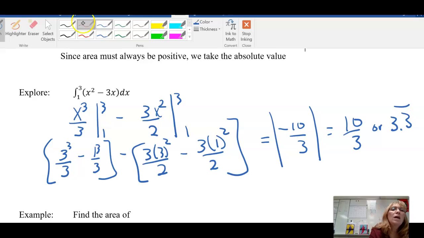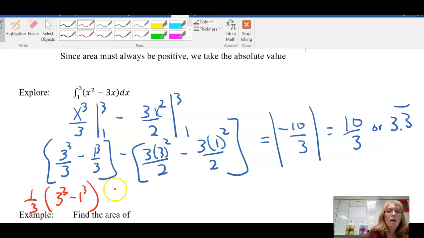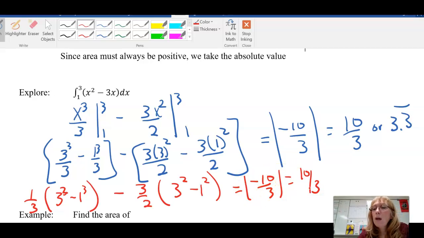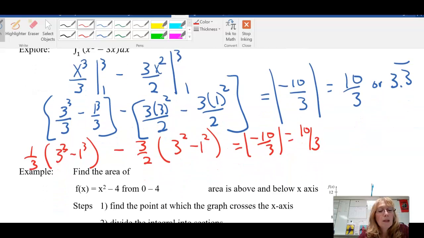Okay, the other way you could have done it, which I'll show here also, we could have taken out the 1/3 and see how it makes it just a little bit easier. Now that is 3 cubed minus 1 cubed. Right? So we got 26/3 minus, now let's take the 3 halves out. And that is 3 squared minus 1 squared. So 3 halves times 8. Pretty easy, right? You get the exact same answer. It's still negative 10/3. Absolute value is still 10/3. Either way, perfectly fine. Do the one you like best.